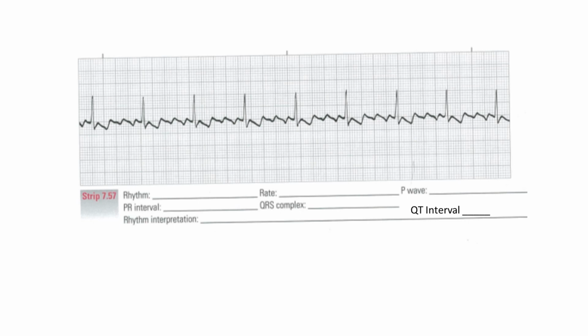Your QRS you can measure. So from the beginning of the QRS, or there's no Q, but you're going to go to the R, and then you go to where the S wave comes back up. So it looks like about 2 boxes, 0.08. The QT is not measurable because your flutter waves are going right across. So your interpretation is atrial flutter with a 4-to-1 AV conduction.